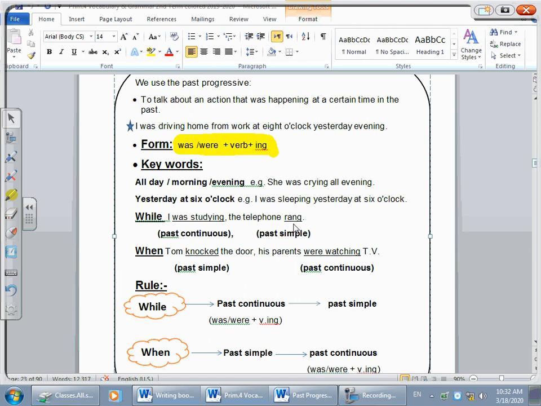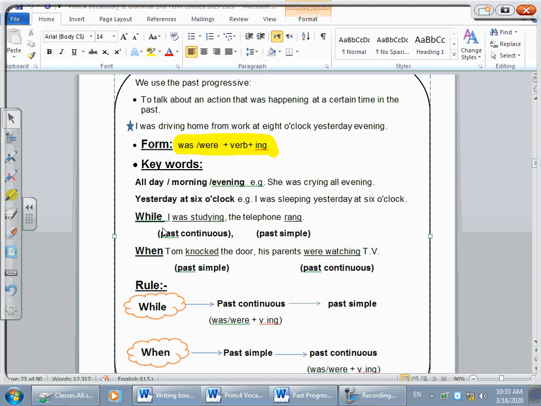The two verbs that I told you about should be present in the sentence with while and when. One of them will be in the past progressive and one will be in the past simple. But bear in mind that with while, we should follow while with past continuous or past progressive. And the other verb should be in the past simple. So, while is followed by past continuous, and then the second verb should be in the past simple.